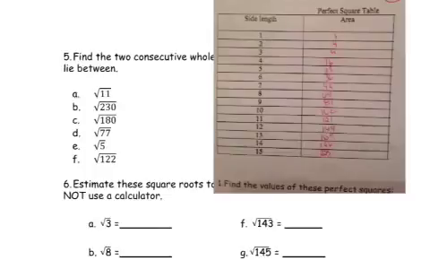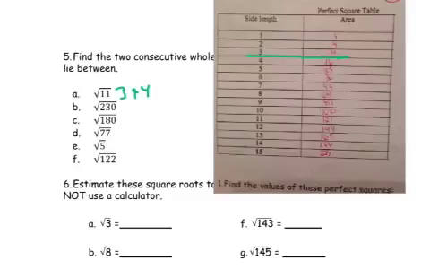So the first problem says, find two consecutive whole numbers that the following lie between. So for example, the square root of 11. Look down here and see where 11 would fall down your area table. Well, 11 is between 9 and 16. So if I take the square root of 11, my side length is going to be in between 3 and 4.